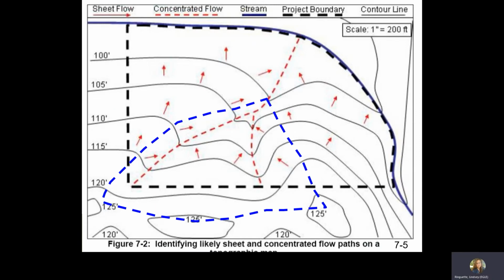This is figure 7-2 on page 7-5 of the training manual and identifies sheet and concentrated flow paths on a topographic map. Please note that runoff flows perpendicular to contour lines on a topographic map. In general, areas with low slopes and relatively straight and parallel contours are more likely to maintain sheet flows. Contours that are irregular in shape tend to represent areas where concentrated flows might form. Contour lines that come to an upslope, point, or curve generally represent concentrated flows.